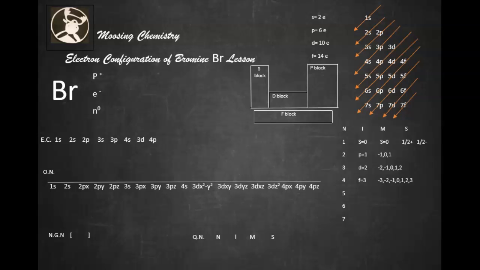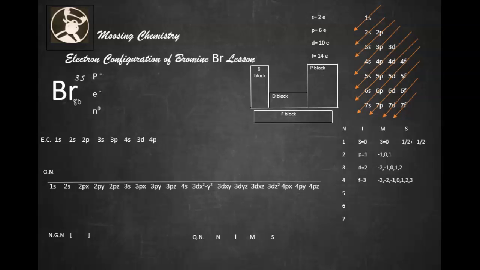This is the Electron Configuration for Bromine, Br, lesson. Bromine on the periodic table is number 35, so the atomic number for bromine is going to be 35. And the atomic mass number for bromine, of course, is going to be 80.